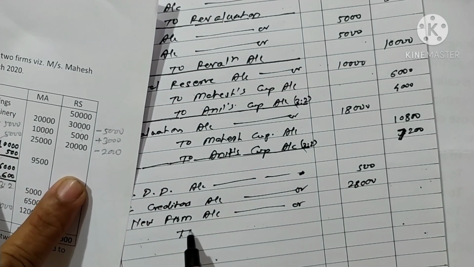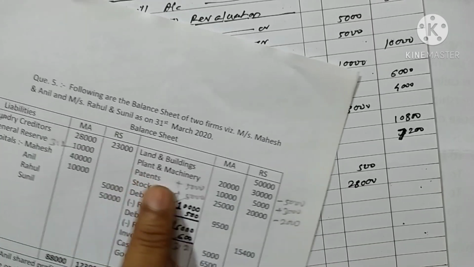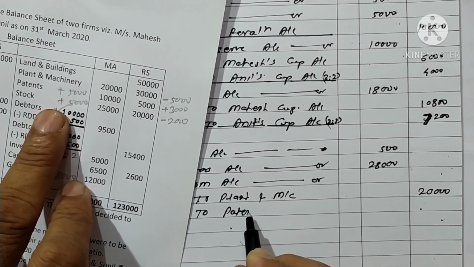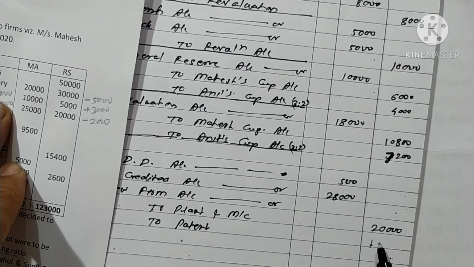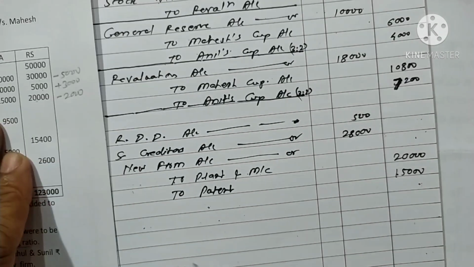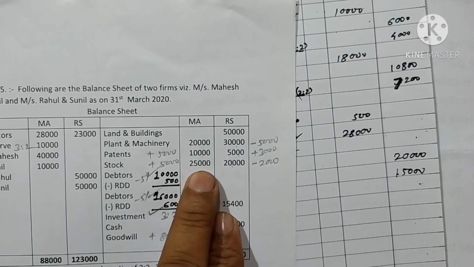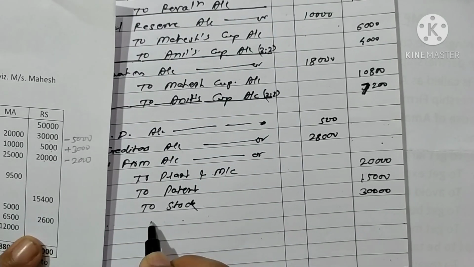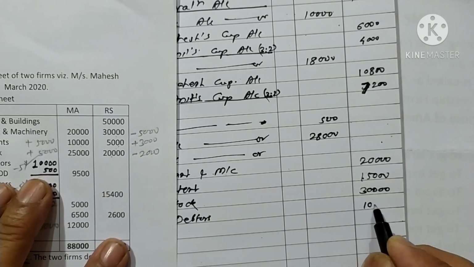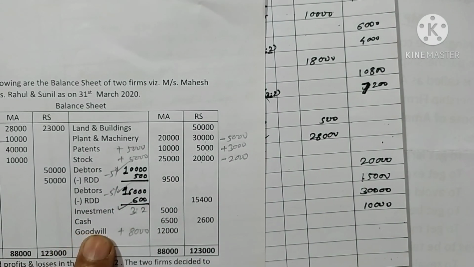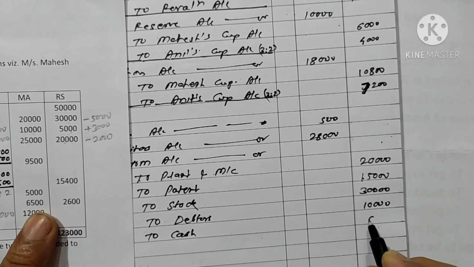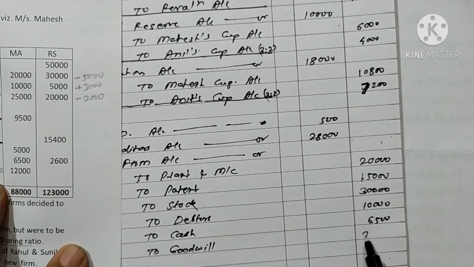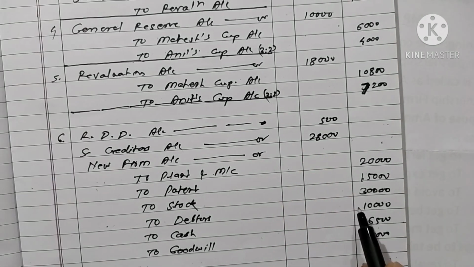Now we have to transfer the asset side. Plant and machinery, rupees 20,000. Next is patents, rupees 10 plus 5, 15. Next is stock, rupees 25 plus 5, 30. Next is debtors, rupees 10,000. Next is cash, rupees 6,500. And last one, goodwill, 12 plus 8, 20,000. Now we have to find out the difference. The difference is 73,000.